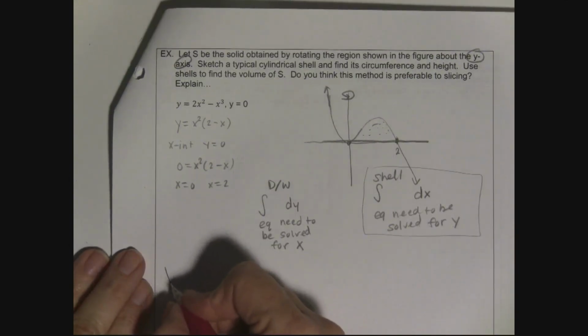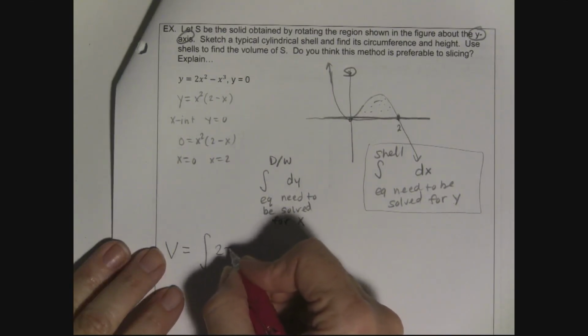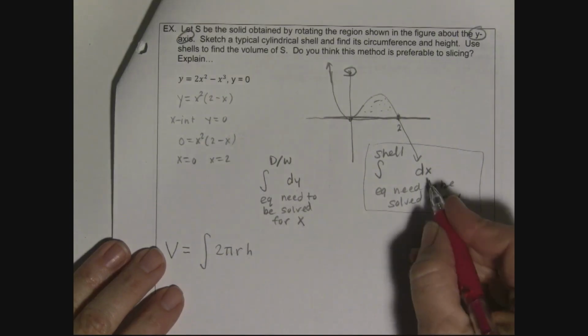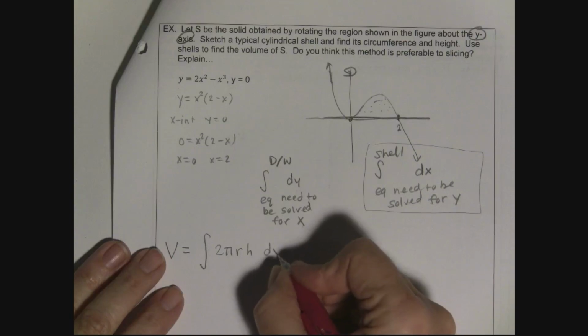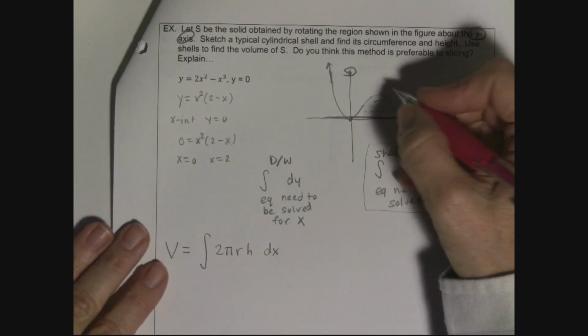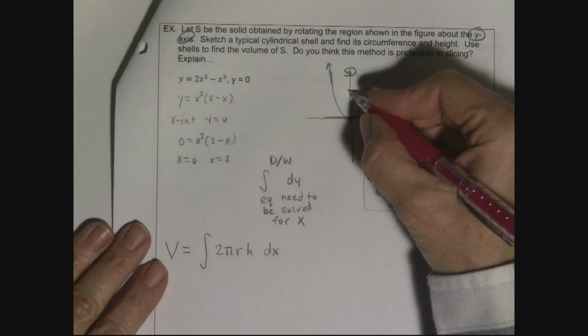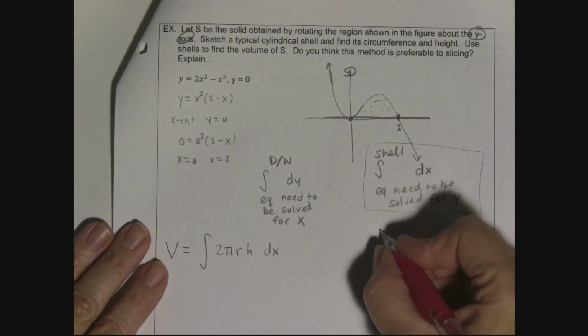Now I know that the volume for a shell, this is the formula, is the integral of 2 pi r h, and then in this case dx. What I have to do is, 2 and pi are constants, so I have to identify r and h. That's what I have to identify. And so this is where my work is going. So I'm going to come up here and I'm going to identify h. And h is parallel to the axis of rotation. So I'm going to even write that right down here.